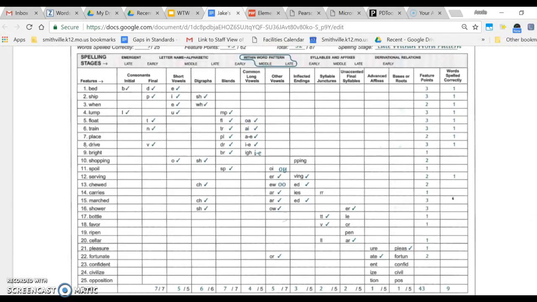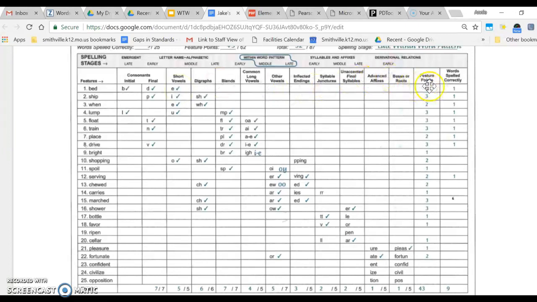And here's what I mean by that. If you go along the right-hand side of the page, you see feature points. They get points for spelling each one of these patterns or features correctly in the word. So in the word bed, they had B correct, D correct, and E correct. So they get 3 points.